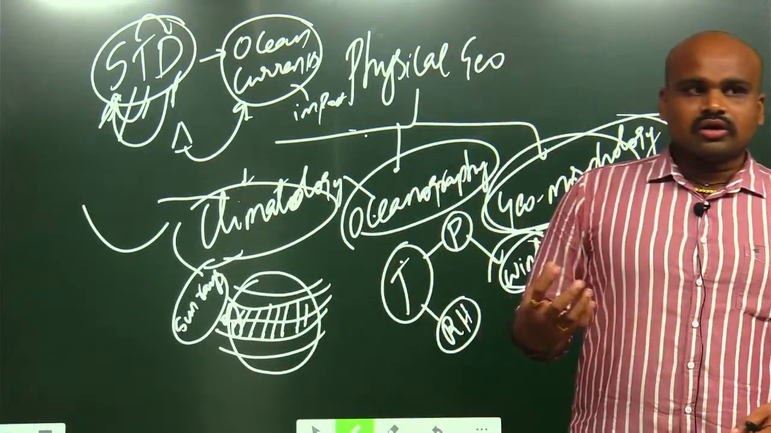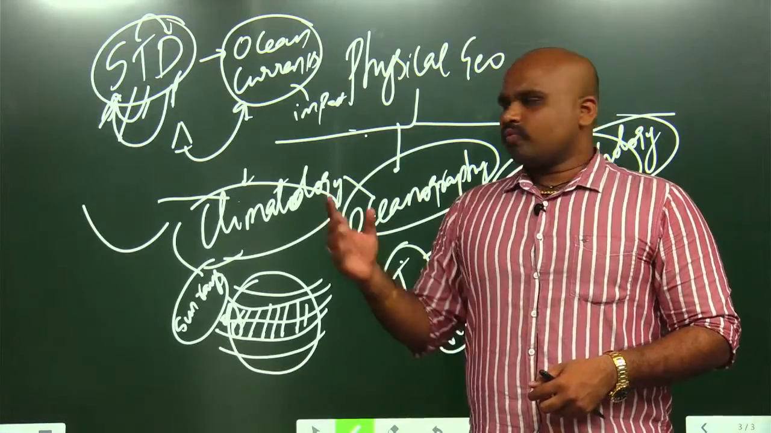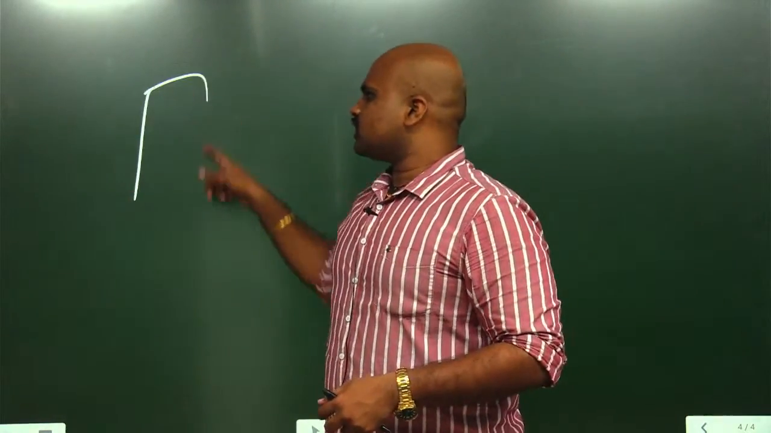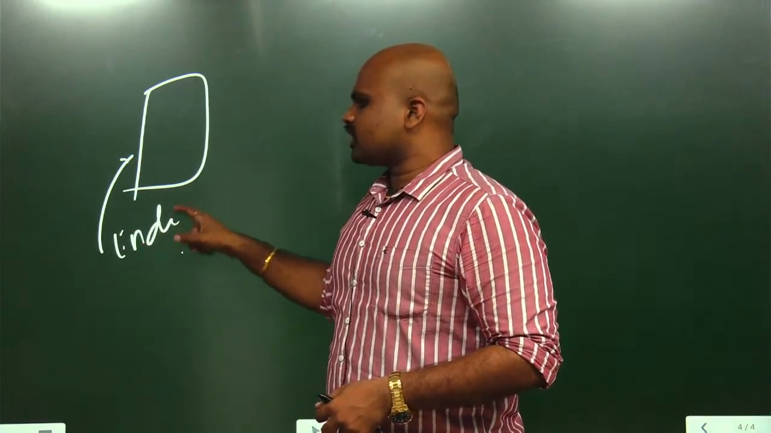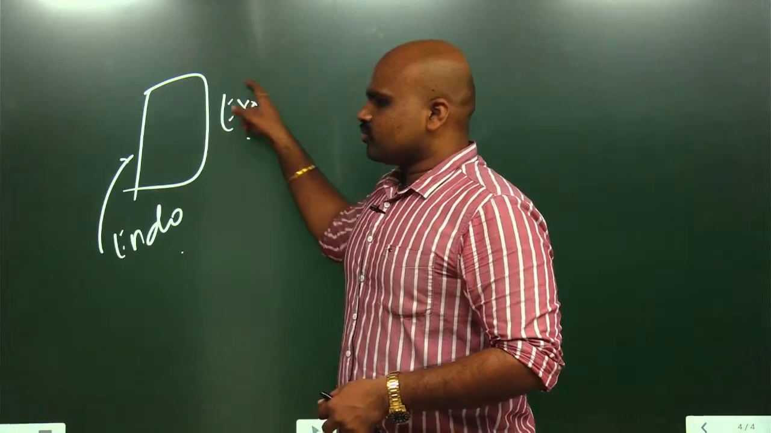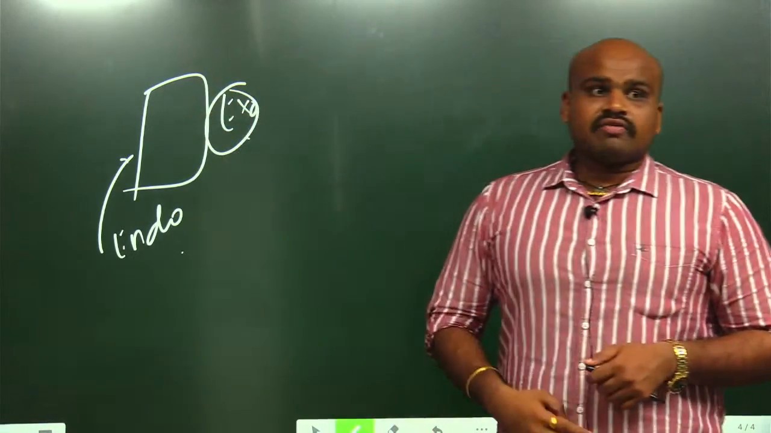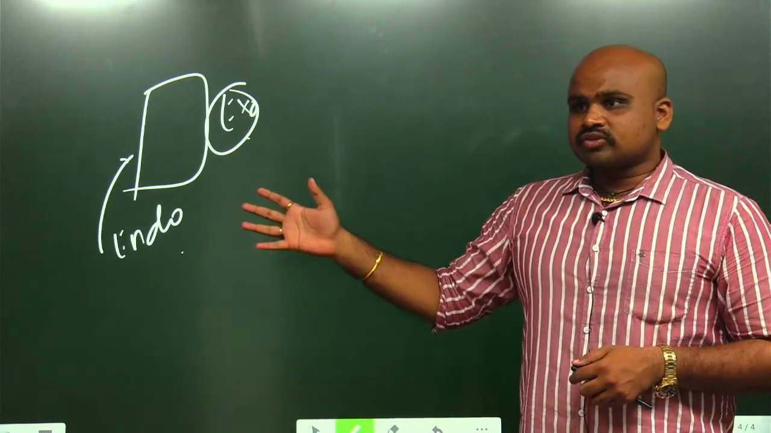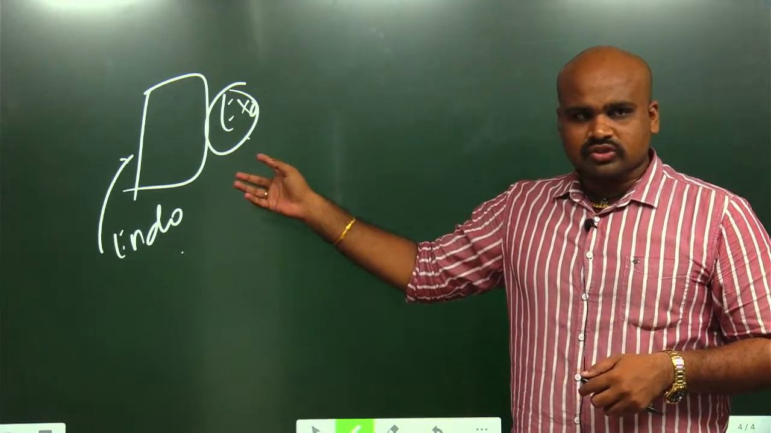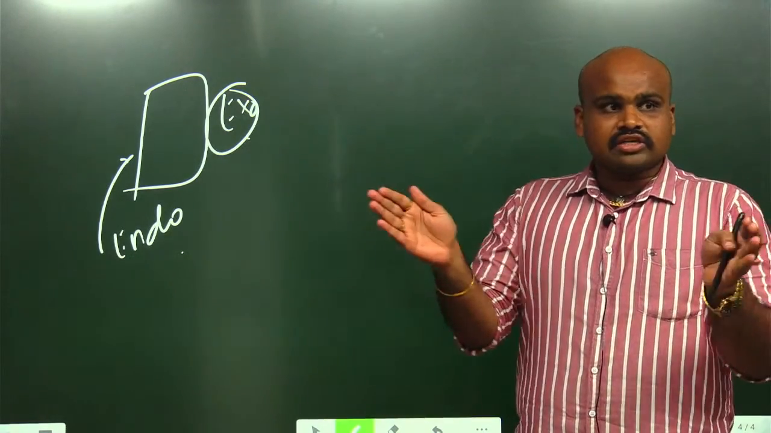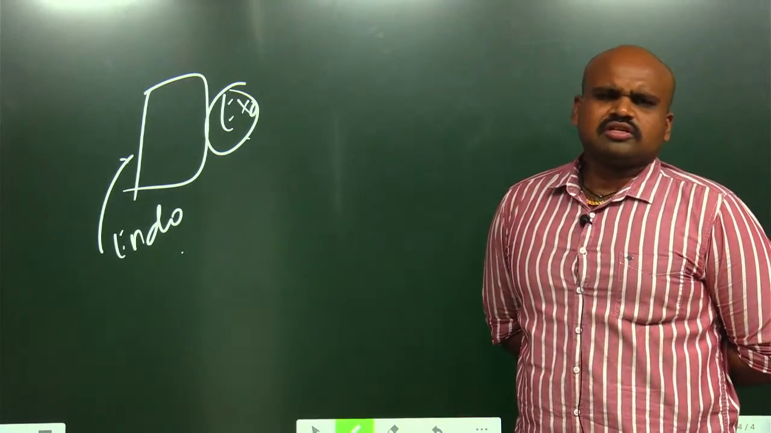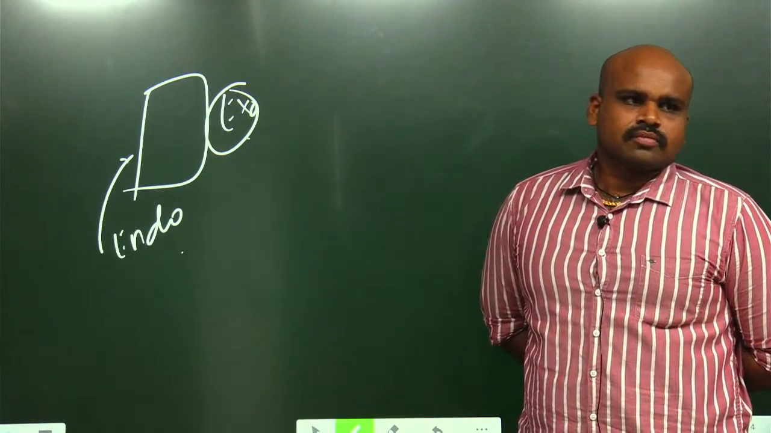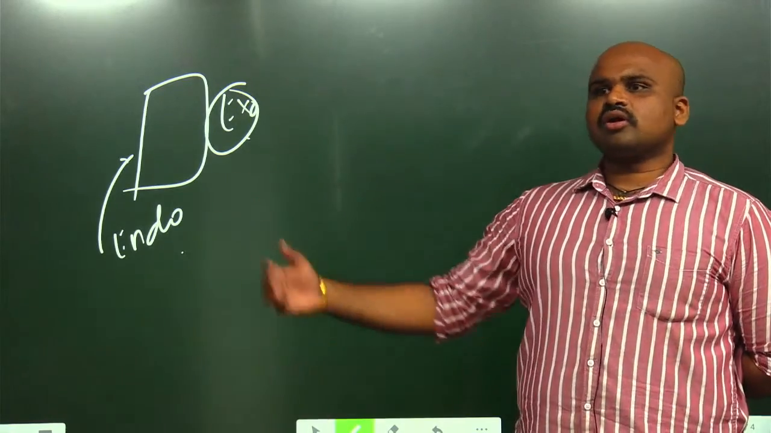Now apart from this, whatever region is being formed in any particular area will have an interplay of both endogenic as well as exogenic movements. Based on this endogenic and exogenic interplay, you would have the nature of the landform that is being formed in that particular region. We'll see that.